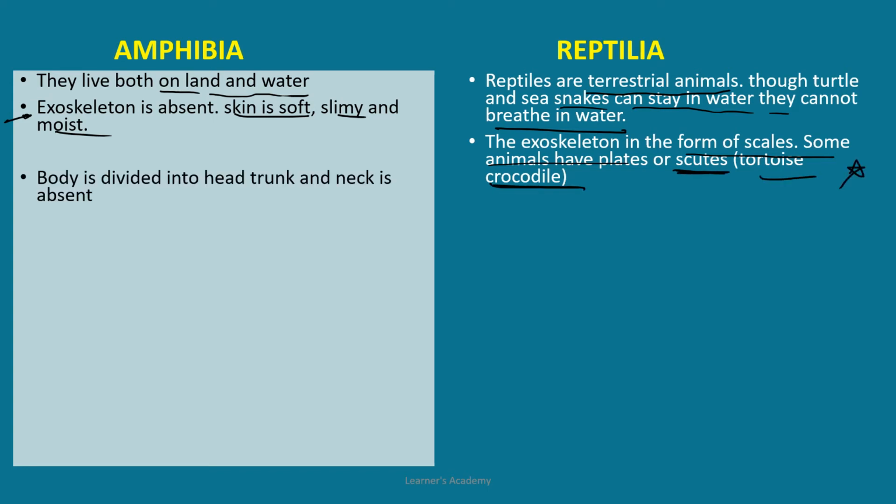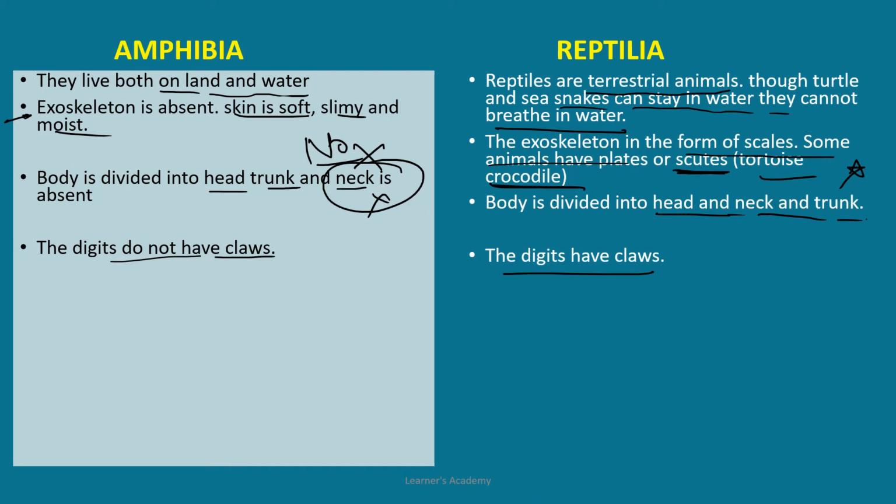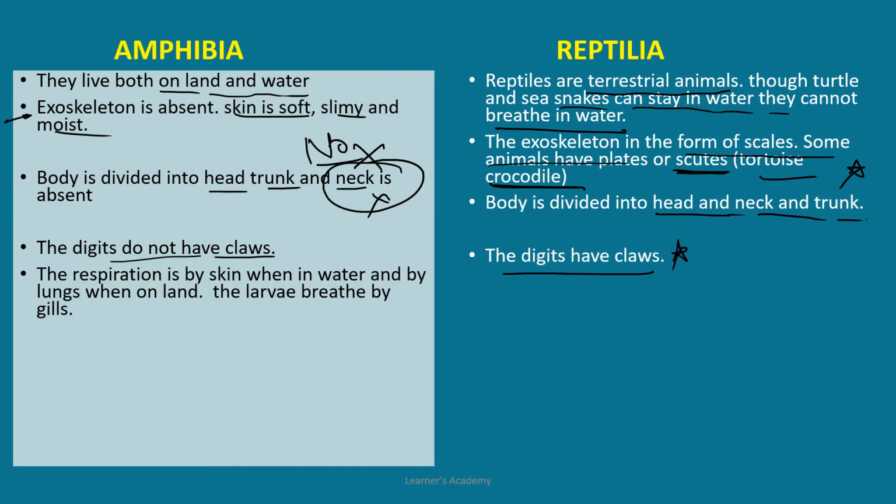Now, in amphibians the body is divided into head and trunk, and neck is absent. Please remember, neck is absent in case of amphibians. Have you seen a neck in case of frogs or toads? No, it's not there. Body is divided into head, neck and trunk in case of reptilians. The digits of amphibians do not have claws, whereas reptilian digits have claws. The respiration in amphibians is by skin when in water and by lungs when they are on land, and the larvae breathe by gills. In case of reptilians, the respiration is only by lungs.